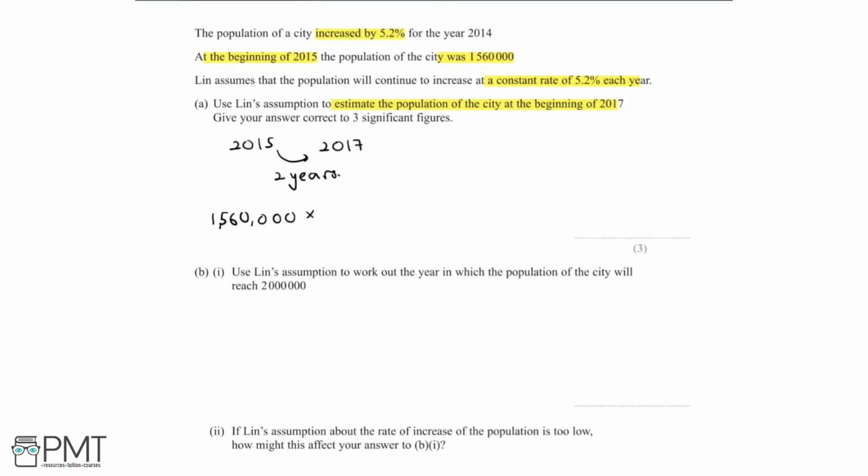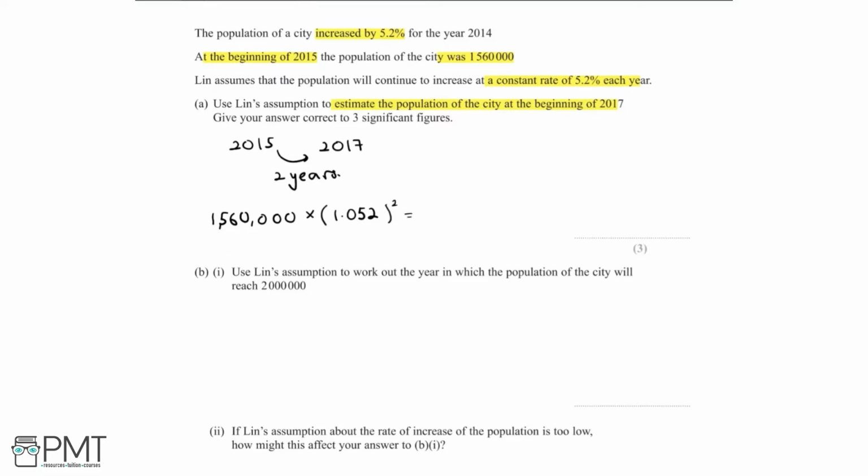Now for an increase of 5.2%, we can write this as a multiplier, and 5.2% written as a percentage increase multiplier is the same as saying 1.052. Now since this population increase is over a period of 2 years, and the rate is 5.2% each year, we can have 1.052 to the power of 2, because there are 2 years. And so we end up with 1,560,000 multiplied by 1.052 to the power of 2.